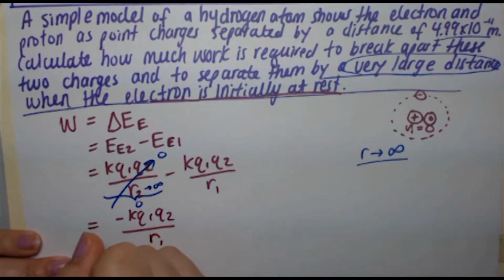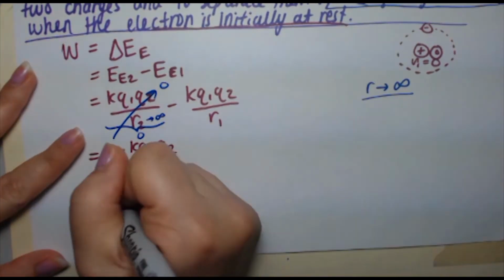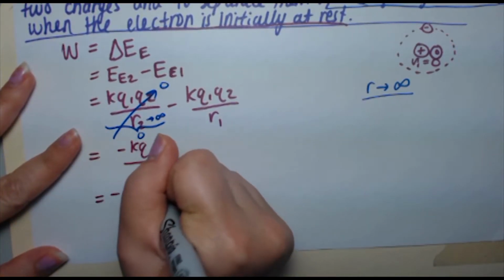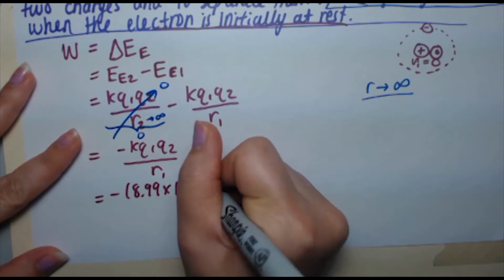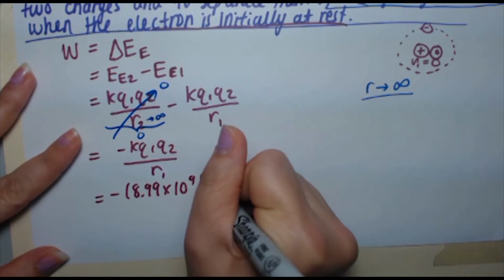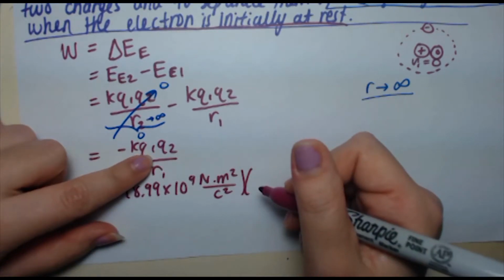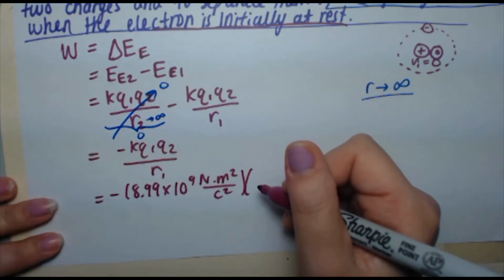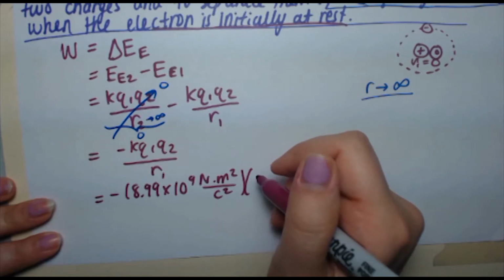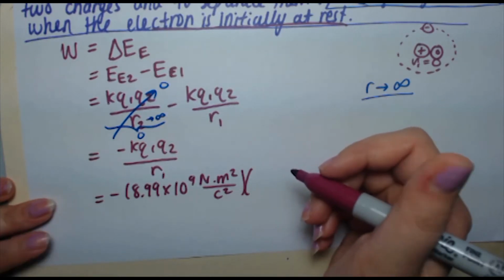Now at this point, I just have to plug in my values. So minus my K is the same, 8.99 times 10 to the 9 newton meters squared per coulomb squared, Q1. We're not told the charges in the question, but we are told it's an electron and a proton, and you know the charges for those two. You should have them memorized.